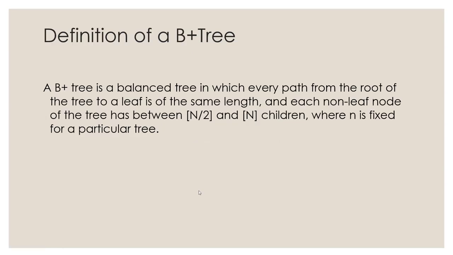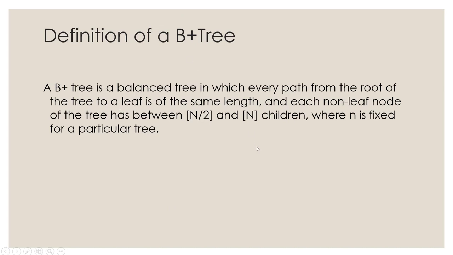Okay, so B plus tree is a balanced tree. So at all times, whenever you're adding something or subtracting something, it has to always be balanced. Okay, so that means every path from the root of the tree, which is the very top node, to the leaf of the tree, the leaves are all the bottom ones, is going to be exactly the same length.